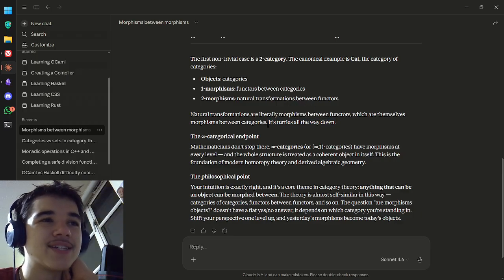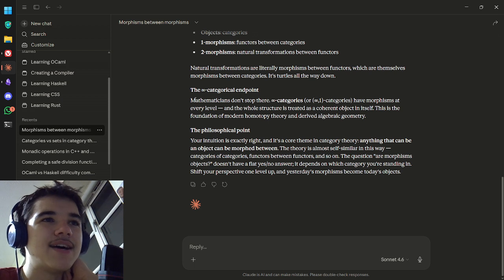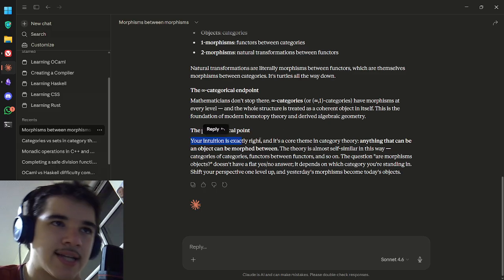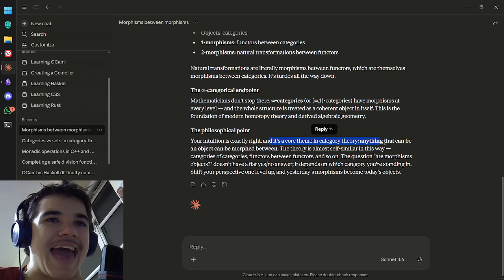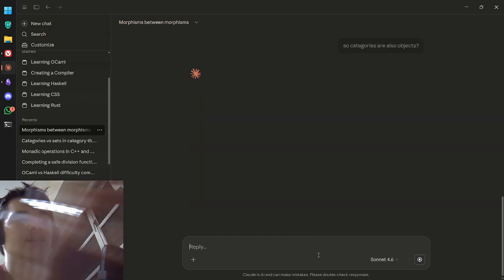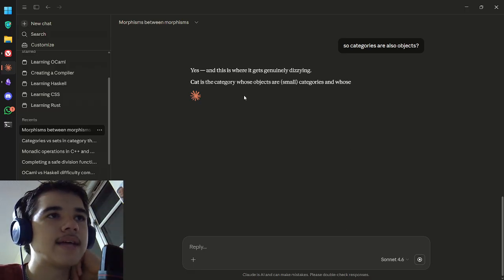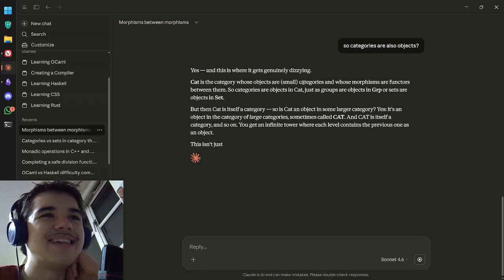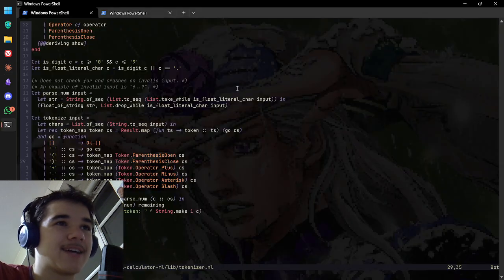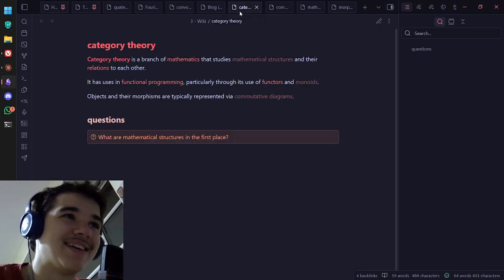Wow, I can't believe you just used that phrase. Yeah, mathematicians just stop here. Infinite categories. So there are infinite categories. So yeah, it is literally recursive. It says your intuition is exactly right. It's a core theme in category theory: anything that can be an object can be morphed between. So categories are also objects. Let's see what it says to that. Yes. Dizzying. Genuinely dizzying. Cat is the category whose objects are small categories. Oh my god. Okay. This is deep, man.